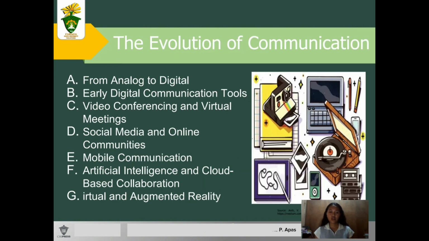So now let's talk about the evolution of communication. First is from analog to digital. The shift from analog to digital technology revolutionized communication, enabling faster, more efficient, and higher quality transmission. Second is early digital communication tools. Early digital tools like email, instant messaging, and chat rooms emerged, enabling individuals to communicate asynchronously and in real time across the globe.